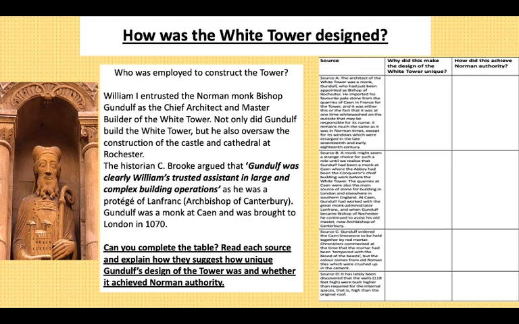What I'd like you to do now then is to have a look at the worksheet that I've provided for you, and I'd like you to complete the table. I'd like you to read each source and explain how they suggest how unique Gundulf's design of the tower was and whether it achieved Norman authority. Because as you will know throughout this study of the White Tower, power, authority and control is a running theme. Okay? So if you want to spend about 10 minutes reading through those sources and answering those questions, then you can pause this video for me.